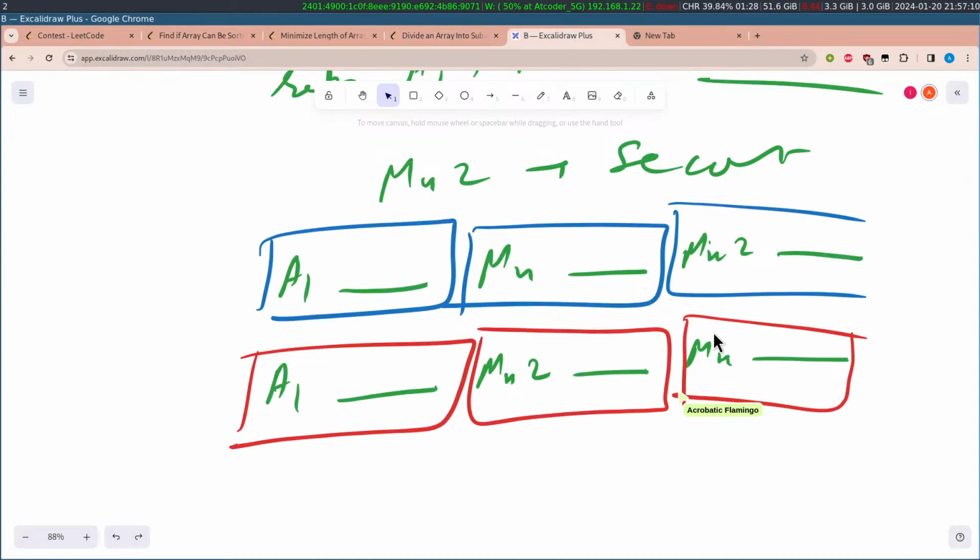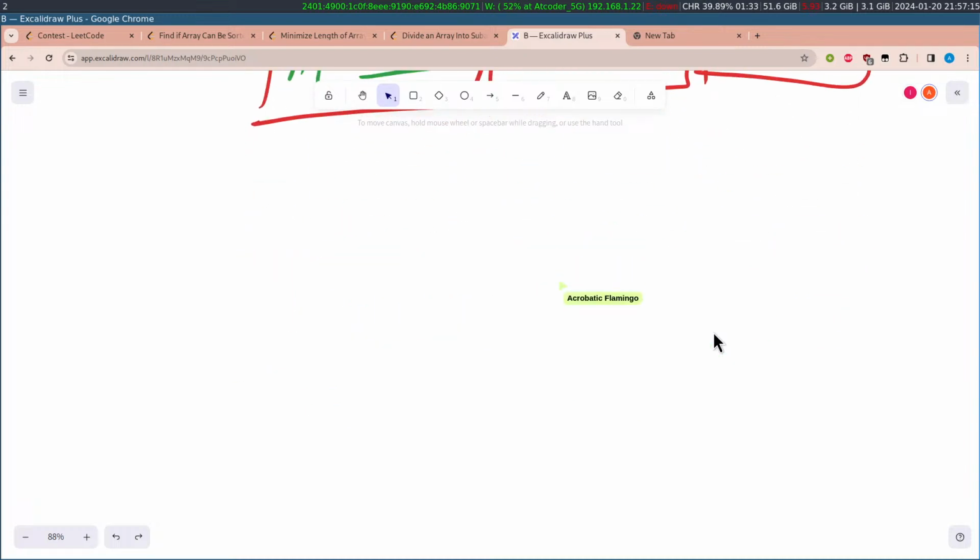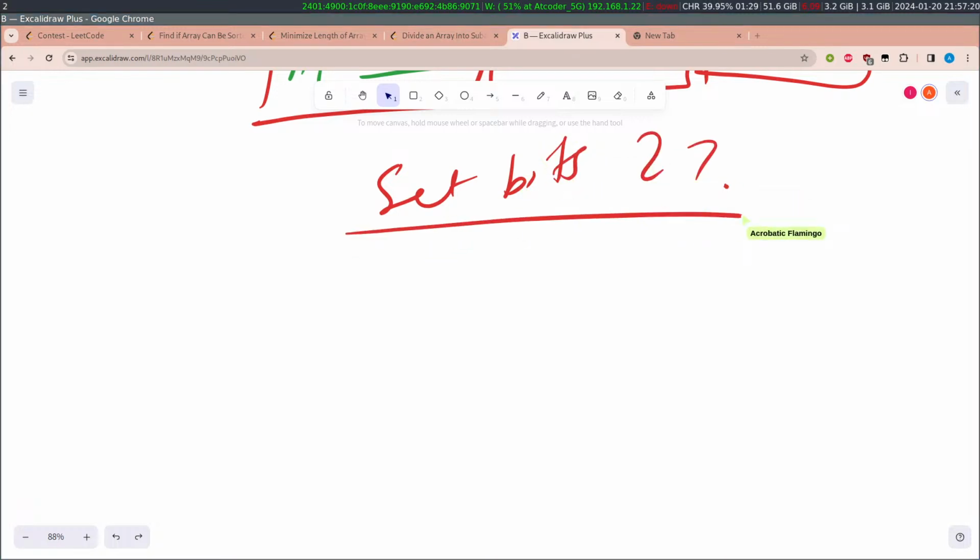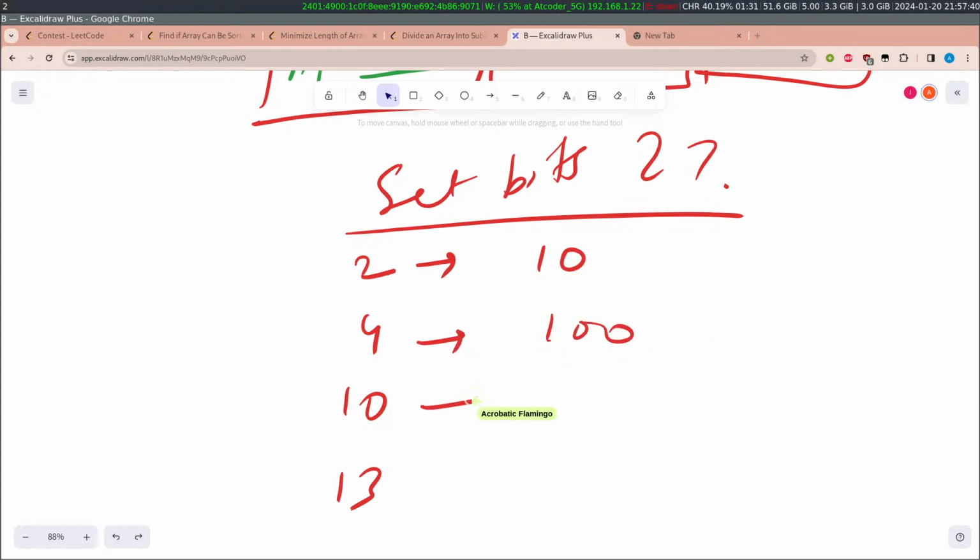In the first sample, let's look first at what it means by set bits. The problem does not explain it anywhere. Set bits: let's say you have some different numbers, 2, 4, 10, 13. First represent them in binary: 2 would be 10, 4 would be 100, 10 would be 1010, 13 would be 1101.